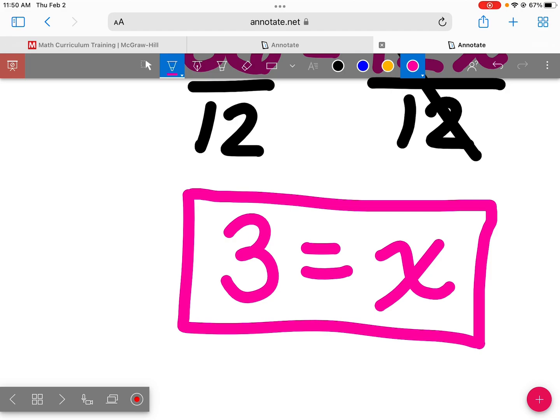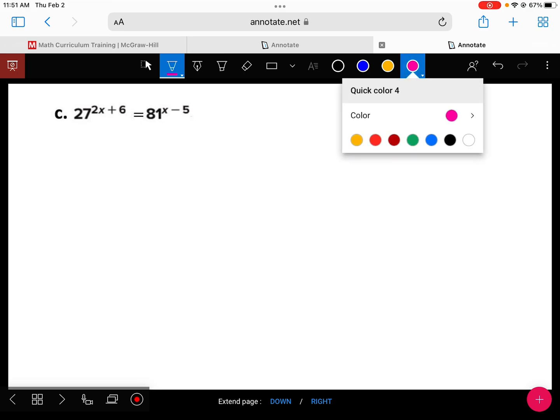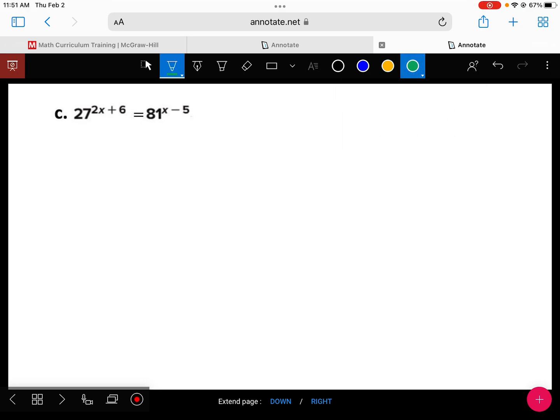So far, so good? Okay, so the goal is to make the two bases match. Sometimes we have to change both numbers like we did on this one. Sometimes we only have to change one of them. Let's look at example C. Let's try this one last time. Are my bases the same? Not at all. Okay. What can we do? Because I need to try to make them match.